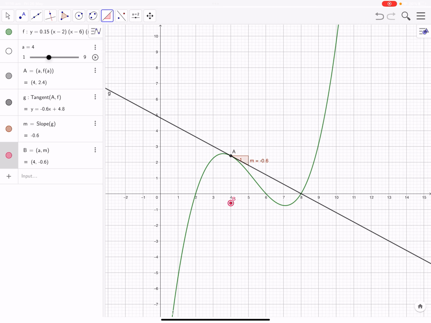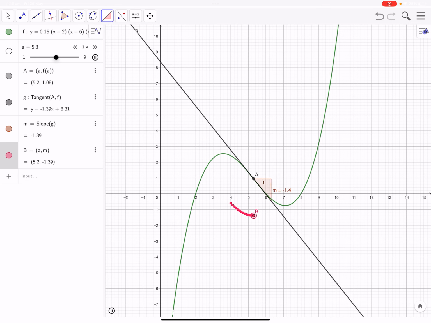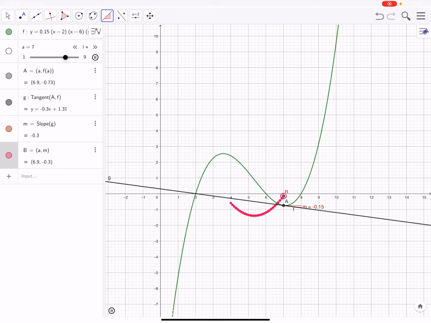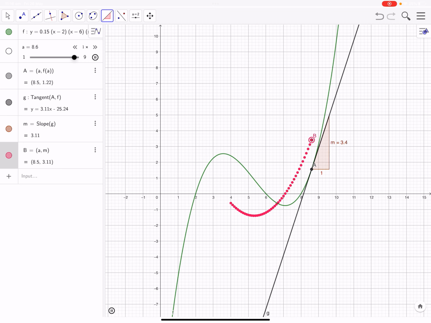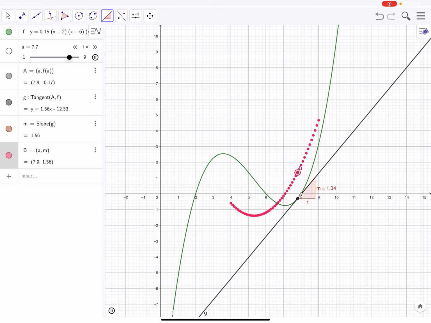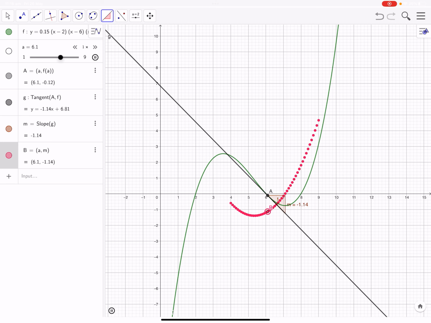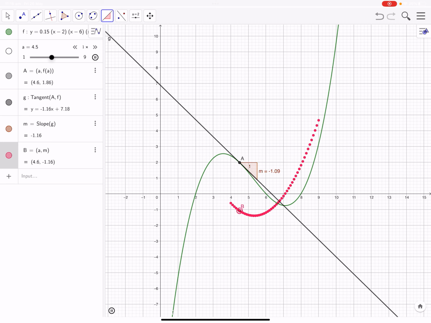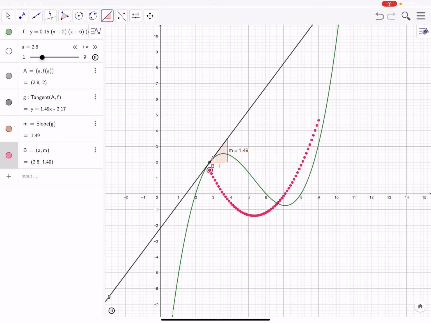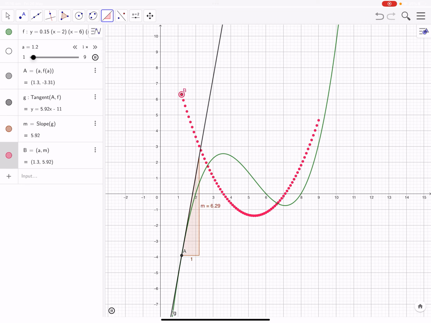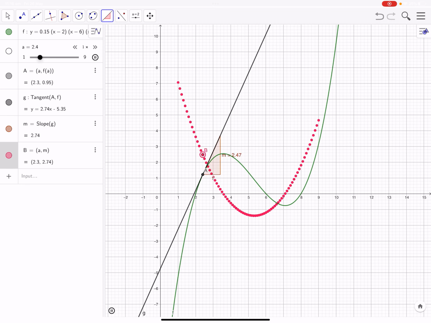And now I'm going to vary A, or I'm just going to press play and A can vary itself. And you can see a lot of these points being plotted, and it really is tracing out a parabola. It's very nice. So have a think about this. The original curve is a cubic, and the gradient function is a parabola.